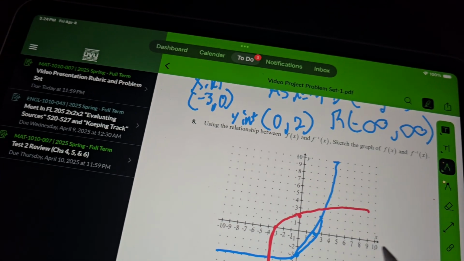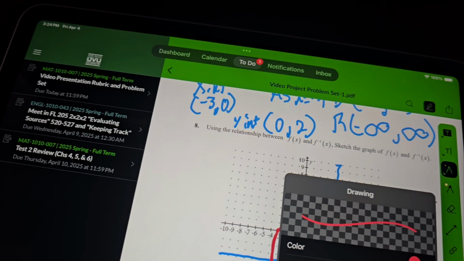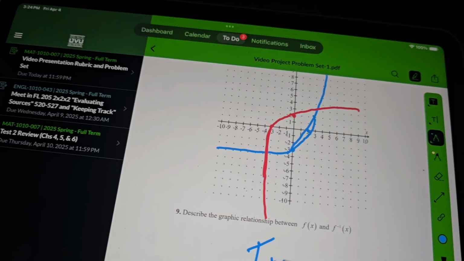And because these are opposite of each other, we can tell that they are inverse functions.